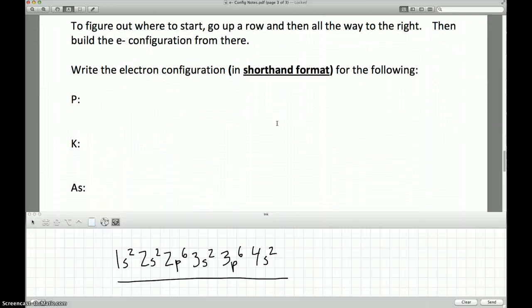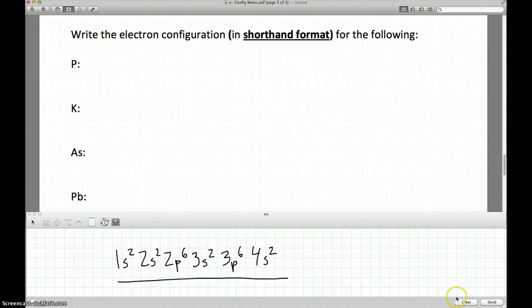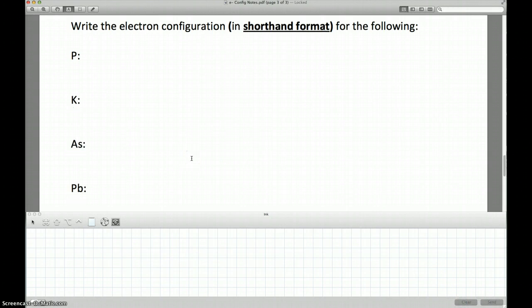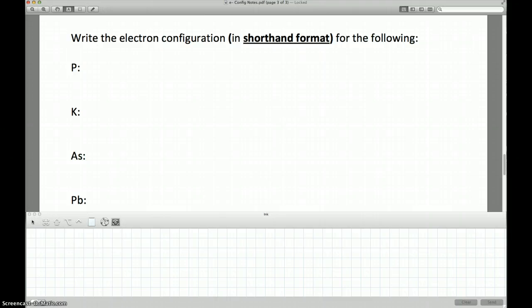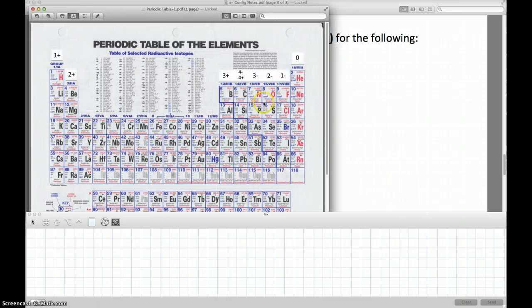So this is the shorthand. You can read that over. It might help you if you get stuck, but let's just jump in and do a couple examples. The first one here is phosphorus. So just like before, I find phosphorus. It's right here. It's the third row, fourth one in.